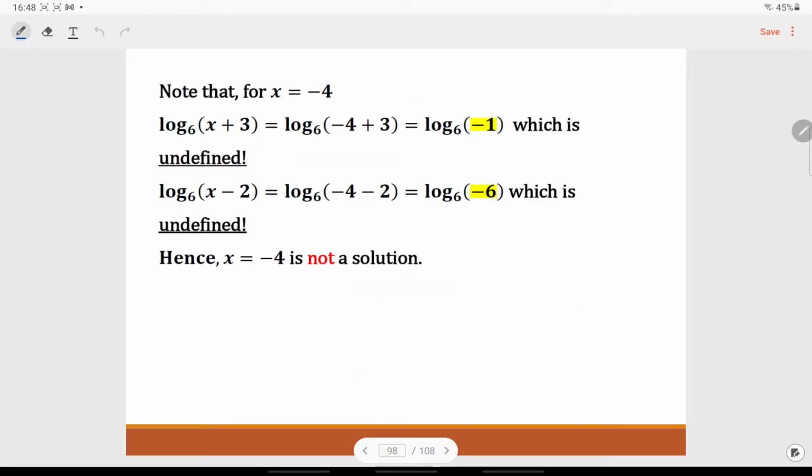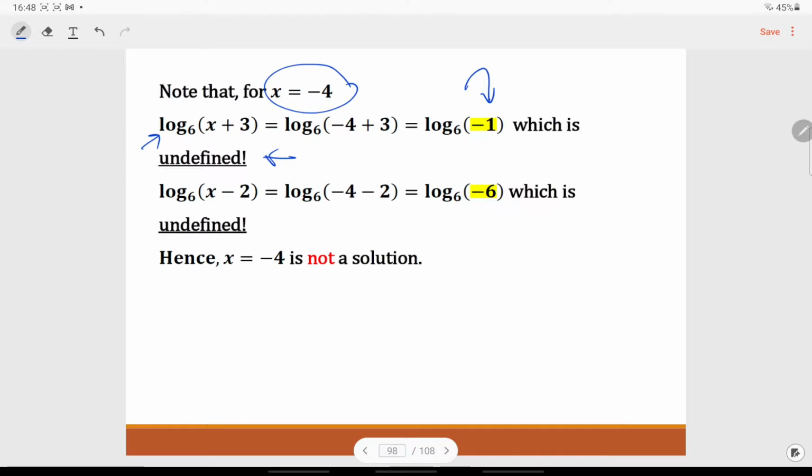Note that for x equal to -4, just like before, we also need to check the values of x before we conclude our answer. We need to check one by one. We check the first one, x equal to -4, and put it inside the given equation. Replace x with -4. So we come out with this value, log of -1 base 6. As I mentioned before, for a negative value, it is undefined.